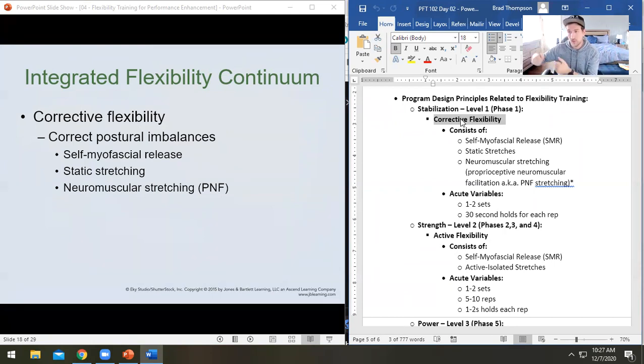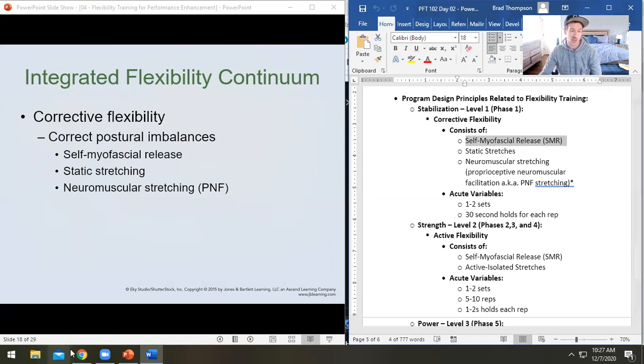Now, think of corrective flexibility as a tool bag. Like, what tools are in my corrective flexibility tool bag, right? I've got a corrective flexibility tool bag for my stabilization clients. I've got an active flexibility tool bag for my strength clients, and I've got a functional flexibility tool bag for my power clients. So if my client's in stabilization, I grab my corrective flexibility tool bag. What tools are in there? Well, one of those tools is foam rolling, self-myofascial release, right?